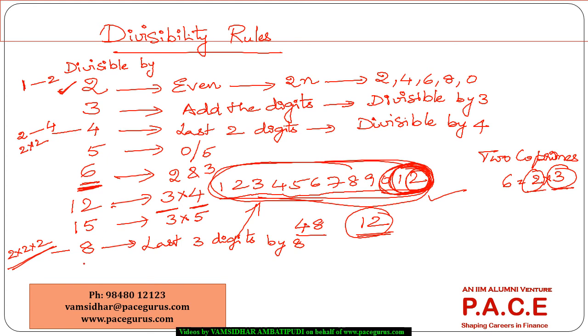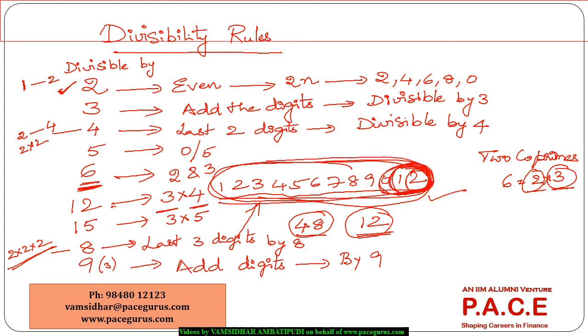Then the rule for 9 is similar to the rule for 3. Add up all the digits. After adding up, if the sum is divisible by 9, the whole number is divisible by 9. Just like the rule with 3. So we have added all the digits, it came up to 48. But 48 is not divisible by 9. So this entire number is not divisible by 9.